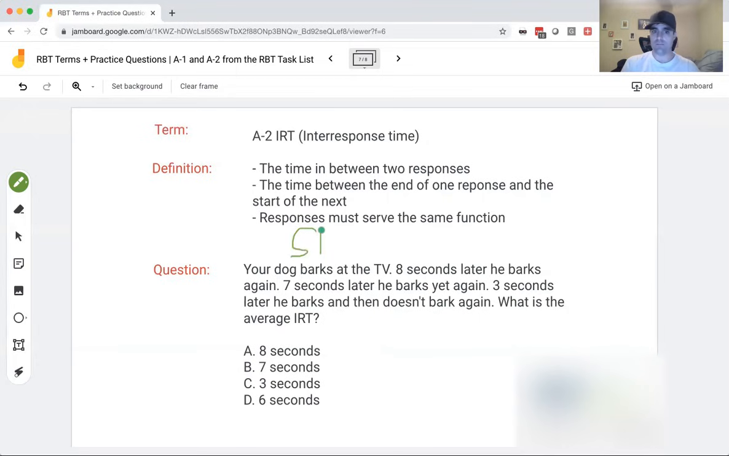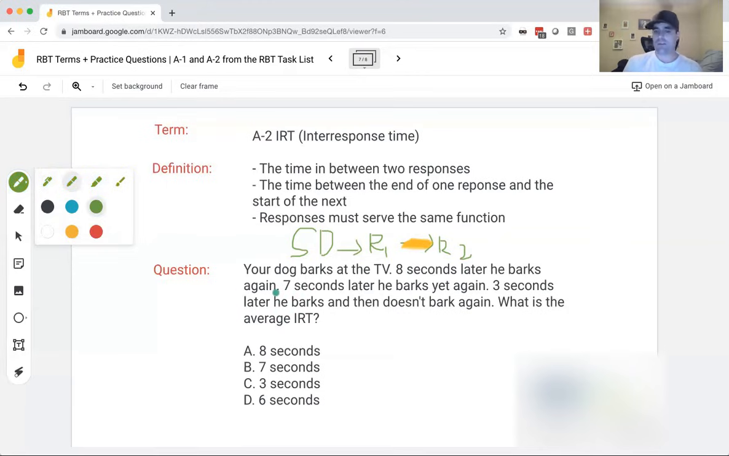You have your SD, your response 1, okay? And then your response 2. Our IRT is here, okay? This is our IRT, this portion here, right? The time between response 1 and response 2 is IRT. The time between SD and R1 is what? Latency. Okay, so that's the difference. That's the distinction. Let's look at a question.